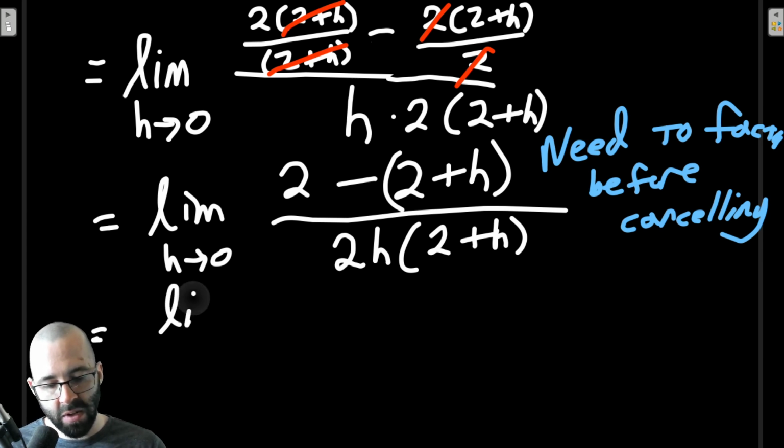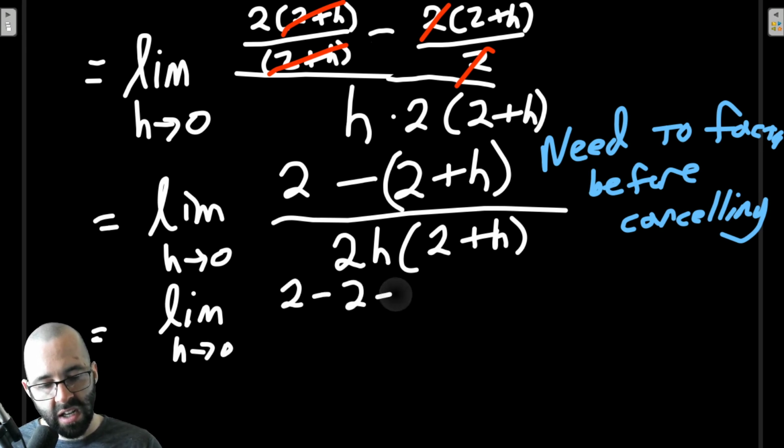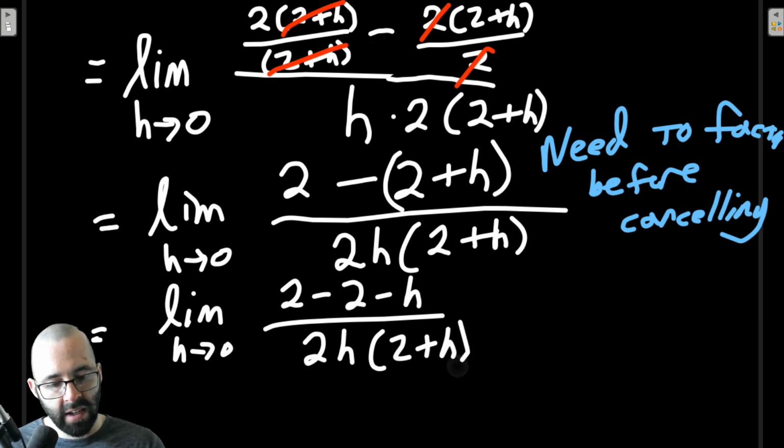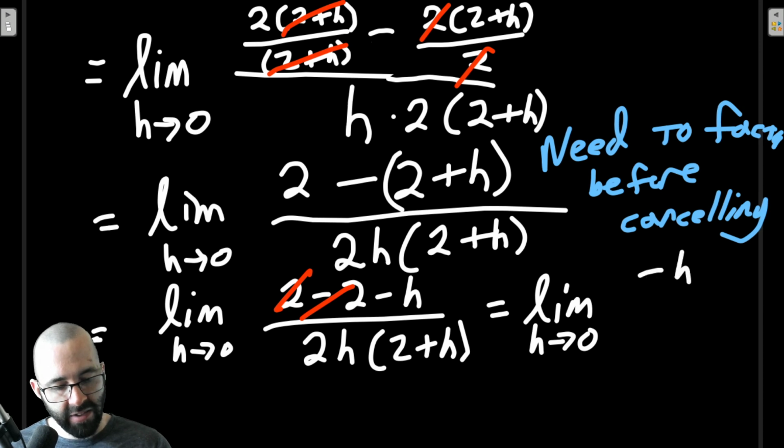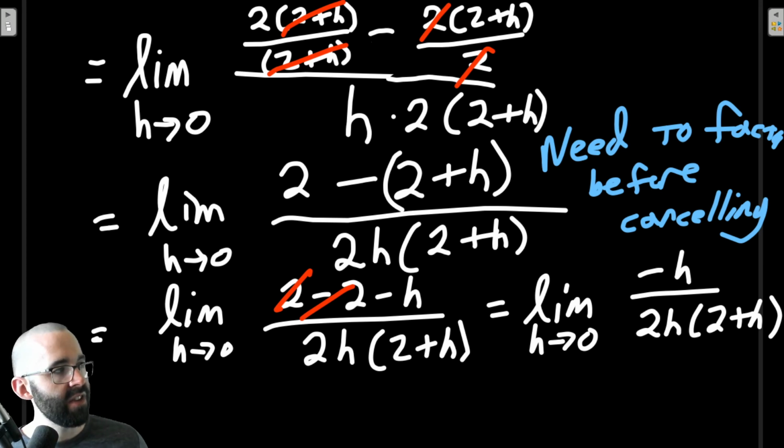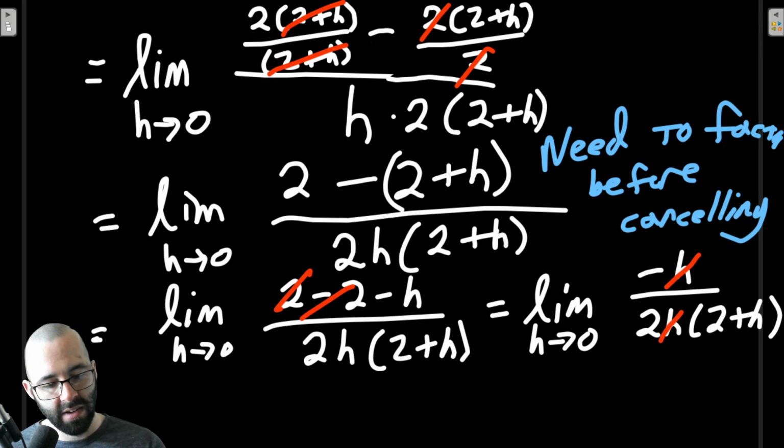Let's simplify a little bit more. The limit as h goes to 0. At the top becomes 2 minus h. That negative gets distributed. And now we get what's going to become a very common theme. We get some canceling. Plus 2 minus 2 cancels out. So we're going to get the limit as h goes to 0. Time to get excited, guys. Of negative h divided by 2h times 2 plus h. This is now fully factored. Since it's fully factored, that means it's canceling time.